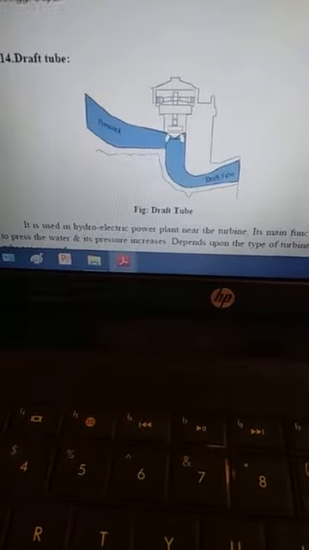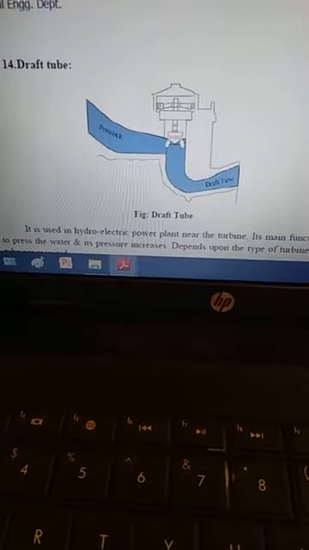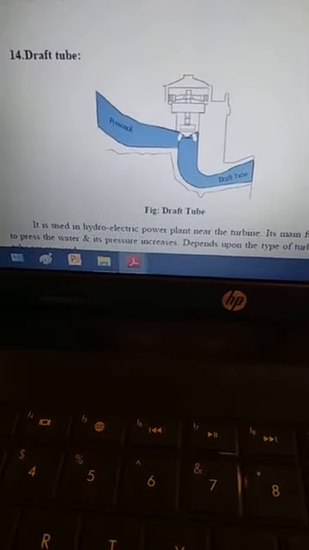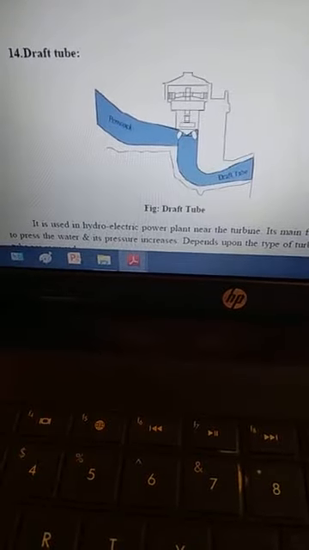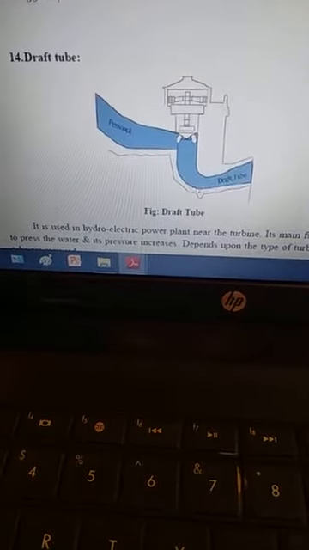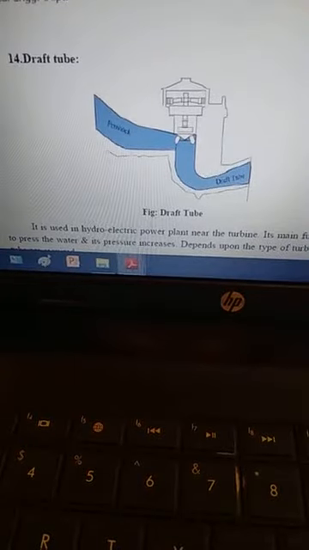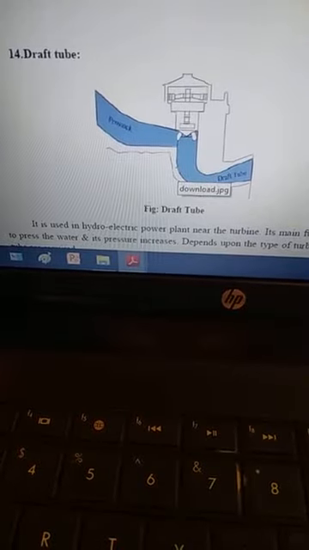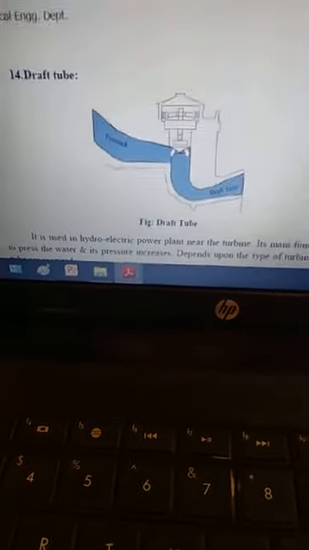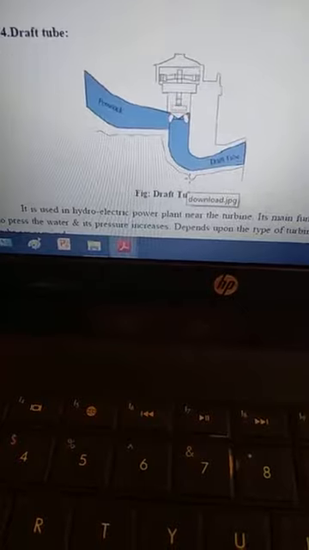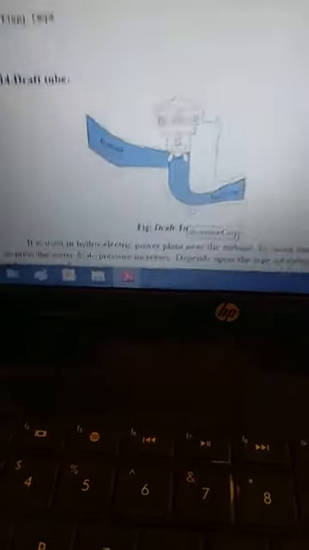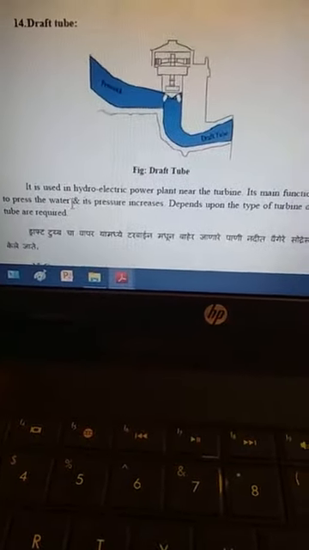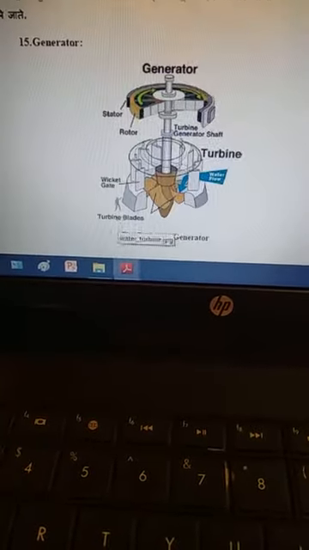To save this kinetic energy, we decrease its velocity by passing the water through the draft tube. The draft tube has a varying cross section, increasing from the exit of the turbine to its other end. That means kinetic energy is converted into pressure energy. It increases the pressure energy of the water coming from the exit of the turbine, which saves the kinetic energy of the water flow. It is also written here, as I told you.